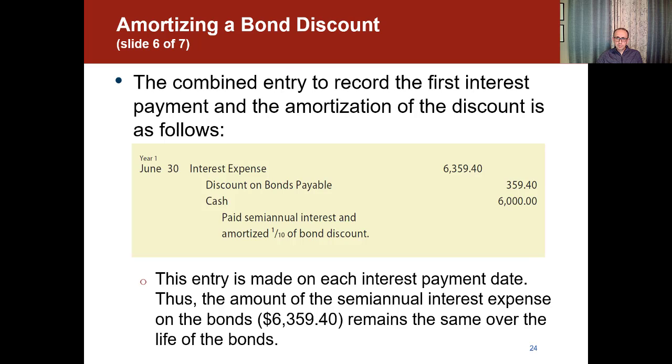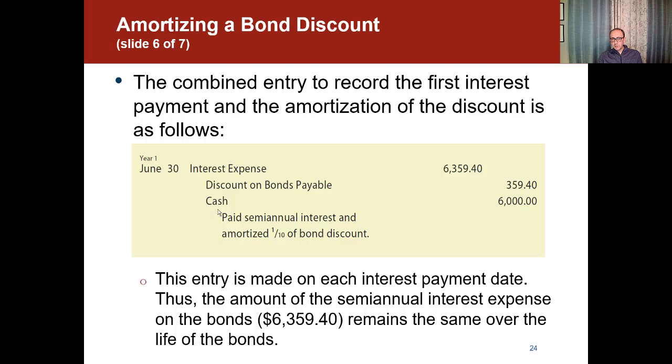So the journal entry would look as follows. The combined entry to record the first interest payment and the amortization of the discount would be debiting interest expense, crediting discount on bonds payable, and crediting cash. Remember, the discount on bonds payable, when we first sold the bond, was on the debit side. Now we are amortizing it, very similar to the concept of depreciation, so that's why it's on the credit side.